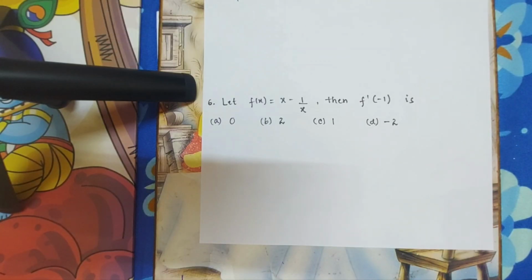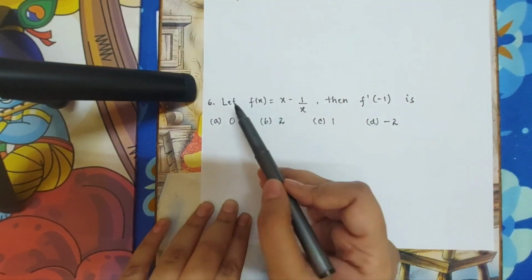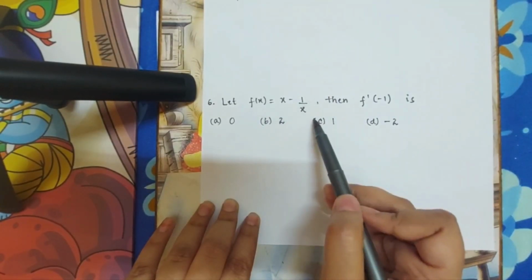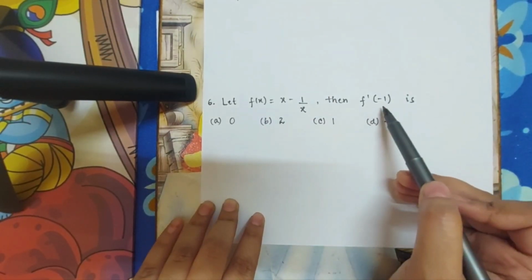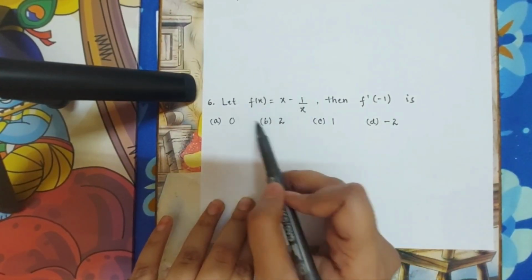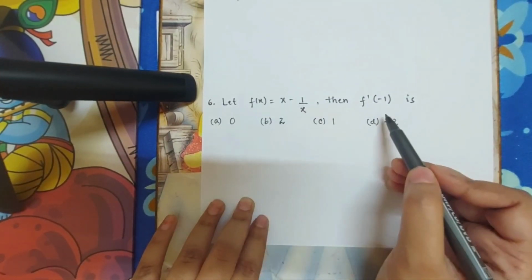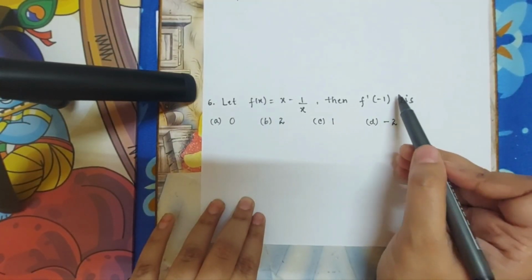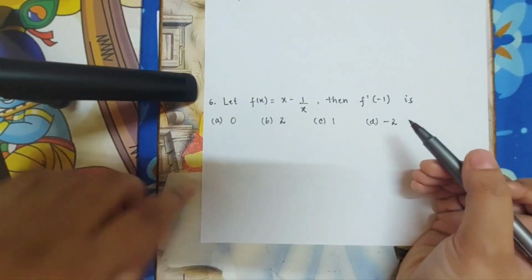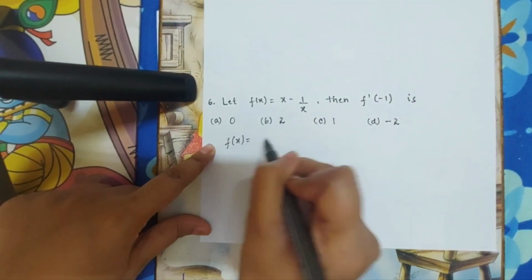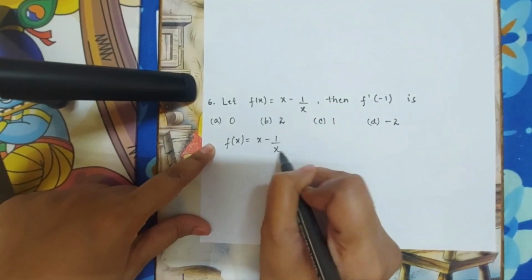Now let us move on to the next question. What is given in our next question is, let f of x is equal to x minus 1 by x, then f dash of minus 1 is. So here first we need to find the derivative of f of x, then we'll be substituting the value minus 1 to get the value of f dash of minus 1. So let me consider f of x first, that is x minus 1 divided by x.